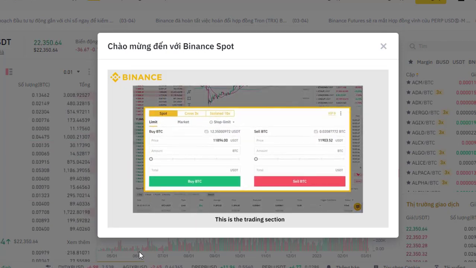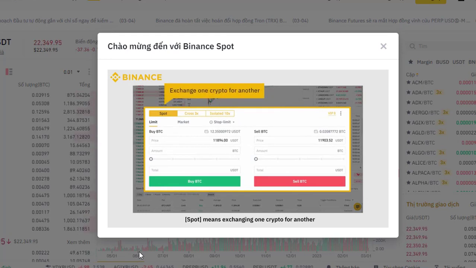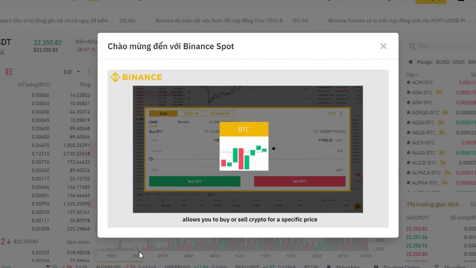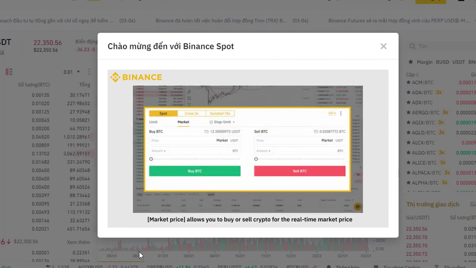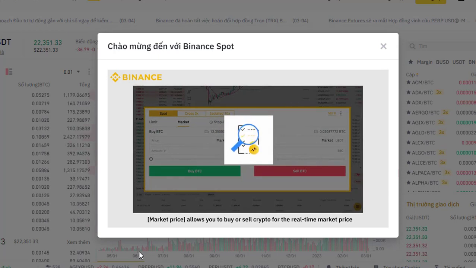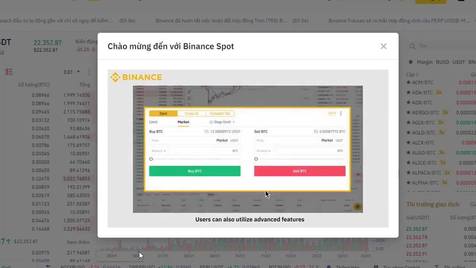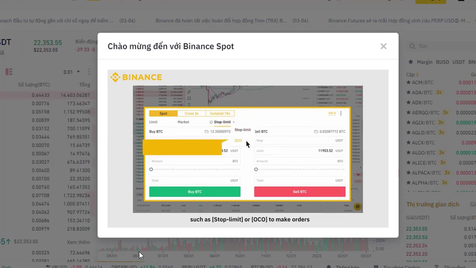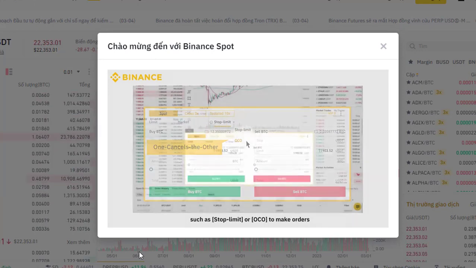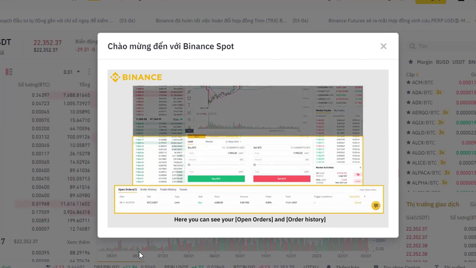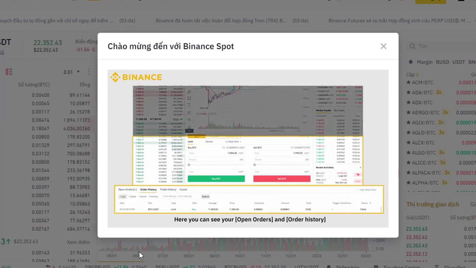This is the trading section. Spot means exchanging one crypto for another. Limit price is an order type that allows you to buy or sell crypto for a specific price. Market price allows you to buy or sell crypto for the real-time market price. Users can also utilize advanced features, such as stop limit or OCO to make orders. Here, you can see your open orders and order history.